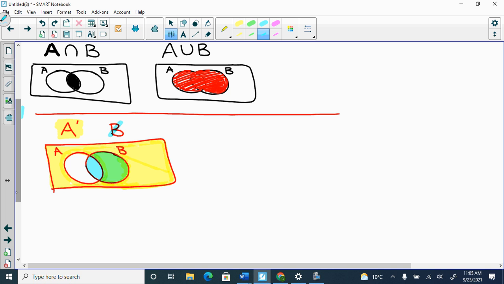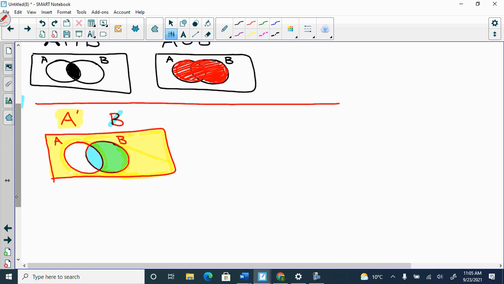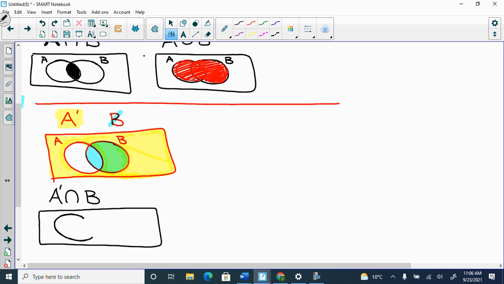You see that? Now we're going to do the two options. The only two options I can give you are and or, correct? So if I give you A not and B, or sorry, A complement and B, where's the only place I'm going to shade? Where it's doubled up, because it's a and where's the only place it's doubled up? Where it's green.